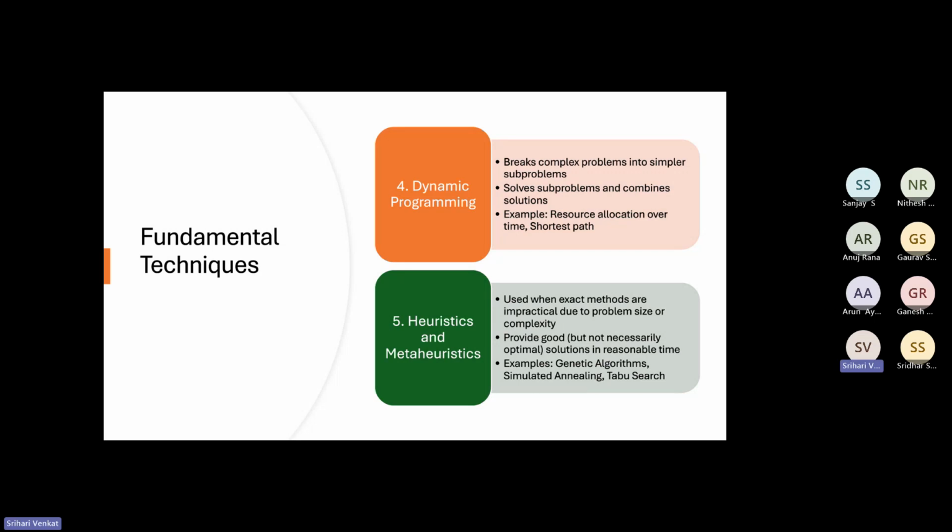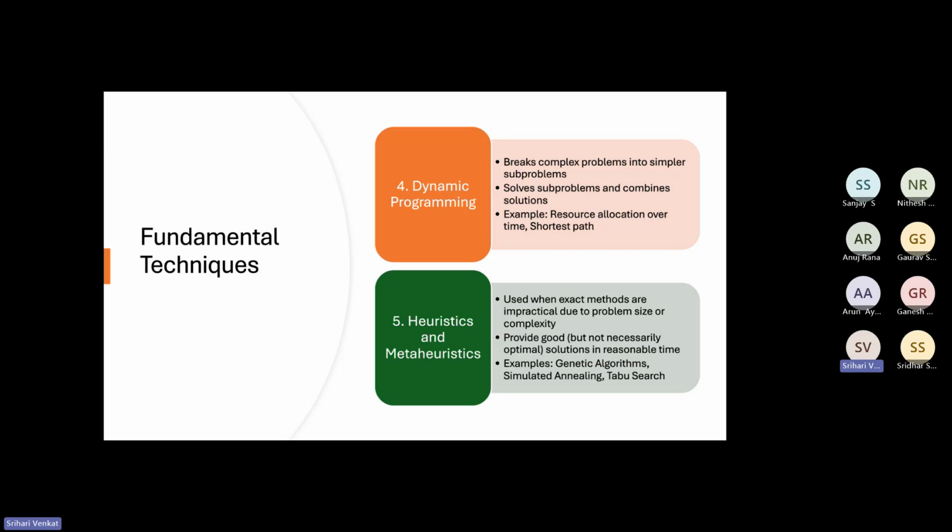The fourth one is dynamic programming. Dynamic programming basically involves breaking a complex problem into various subproblems, solving each subproblem, and combining the solutions to solve the bigger one. Again, these can be applied to the shortest path or resource allocation problems. For example, if you want to solve the shortest path using dynamic programming, you can apply reinforcement learning techniques for doing that.